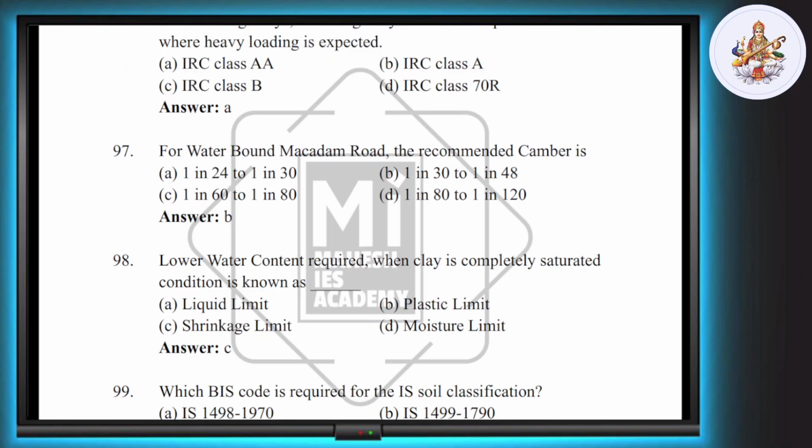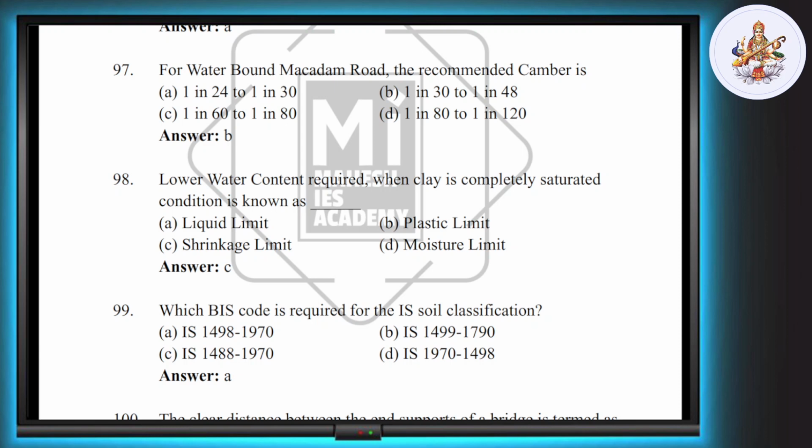Question 98. Lower water content required when clay is completely saturated is known as. Correct answer, C. Shrinkage limit. Explanation. It's the moisture content below which clay stops shrinking, useful in understanding settlement behavior.